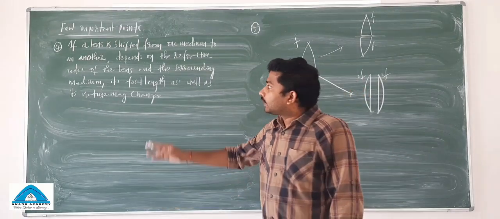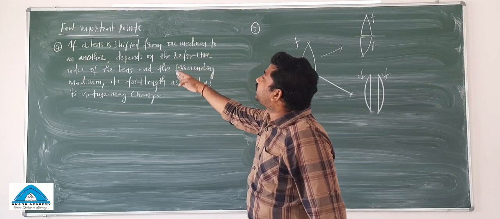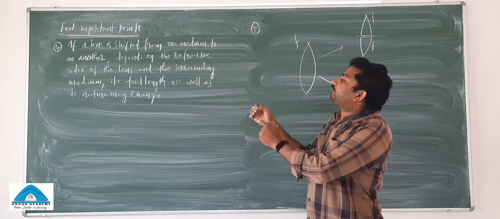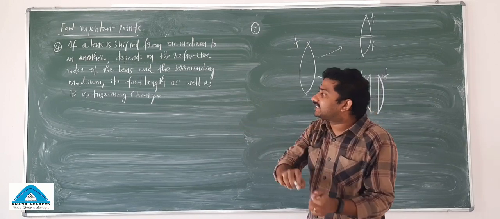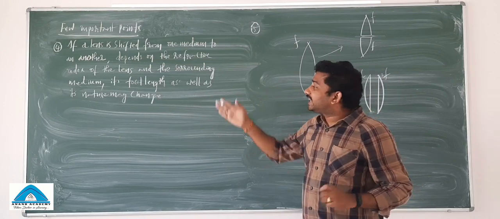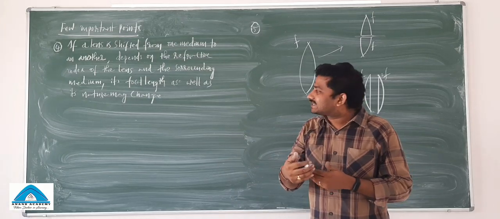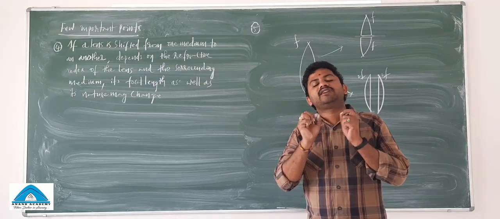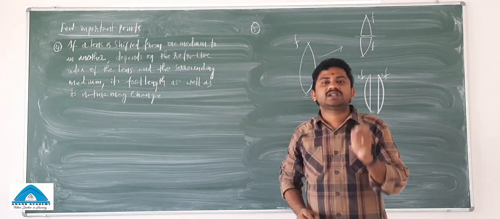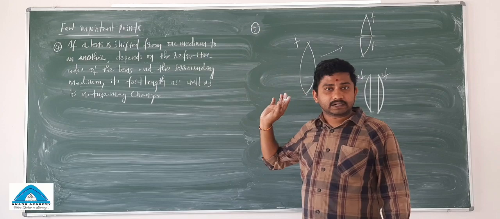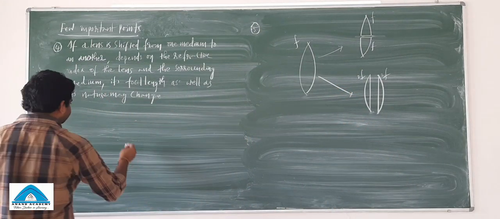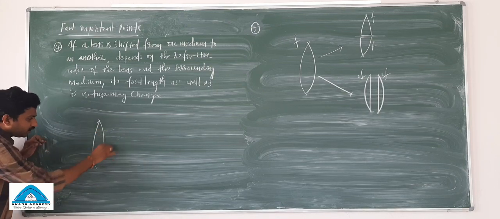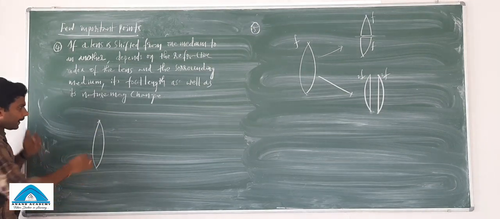Number 4. If a lens is shifted from one medium to the other, depending on the refractive index of the lens and the surrounding medium, its focal length as well as nature may change. It is a very important application and important statement. Let's understand it. First case: there is a convex lens I have considered.